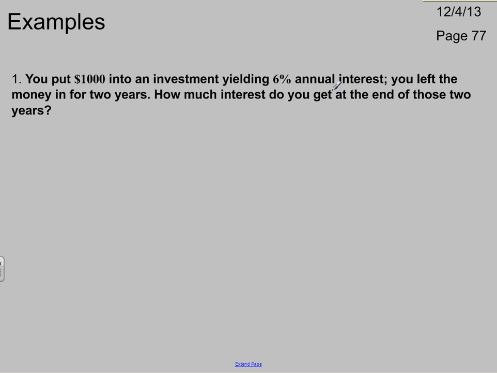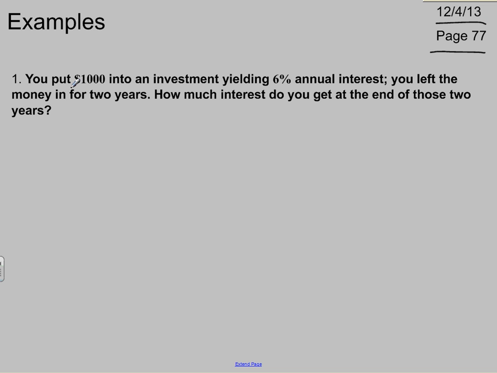And on the next page in your notebook, page 77, once again, it's December 4th, let's work through a couple example problems. Don't worry about writing the example problem down. I'll give you a copy of that tomorrow, but do make sure you leave some room to tape it in.